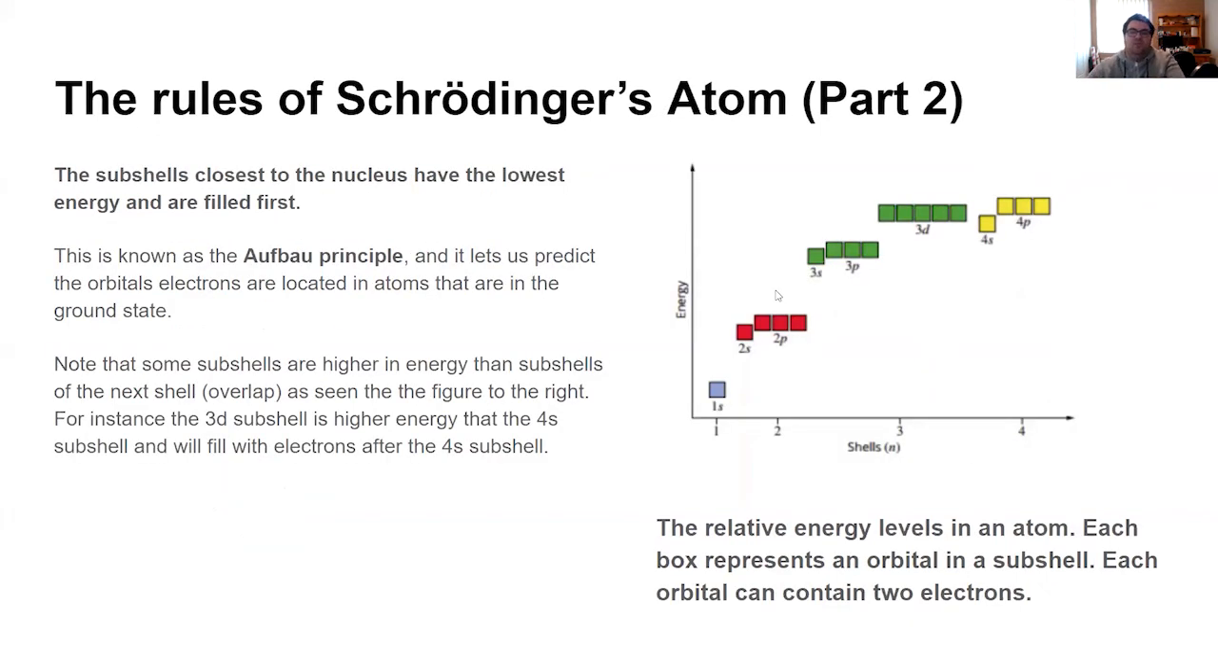Now, the second rule of Schrödinger's atom, which is called the Aufbau Principle, which I've probably murdered that dude's name, to be honest with you, is that the subshells that are closest to the nucleus have the lowest energy, and those that are further away have a higher energy. All right, and this principle, if we look at an atom that is in the ground state, and ground state means the lowest possible energy.